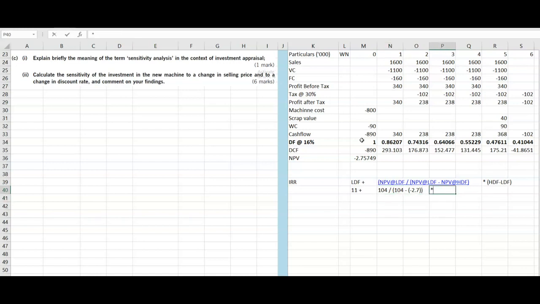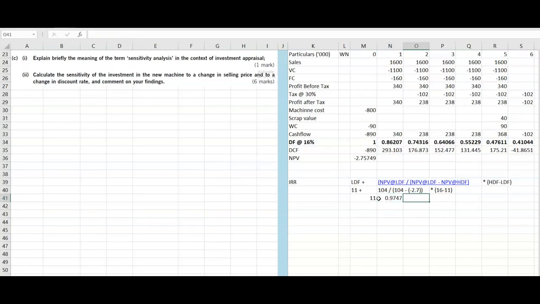The last part is multiplied by high discount factor minus low discount factor. High discount factor is how much? 16. Low discount factor is 11. So we have finished it. So this is only for your sake to explain. In exam you can just work it out in the Excel sheet and directly give the answer. So now what we'll do is, I will work out this side.